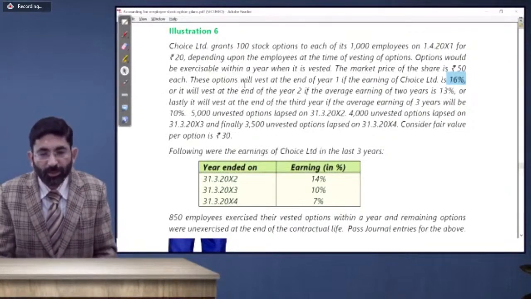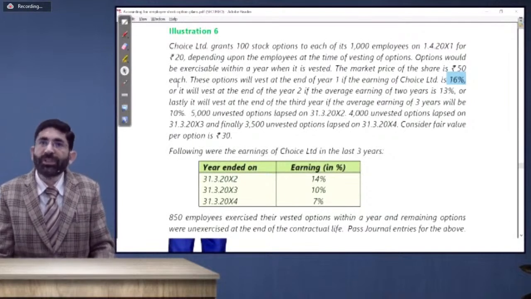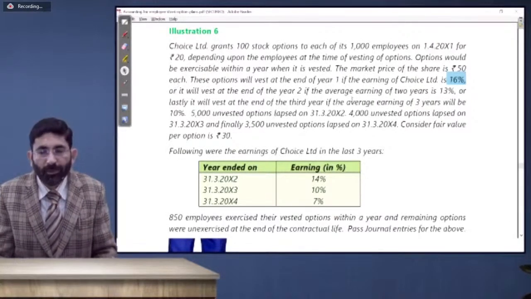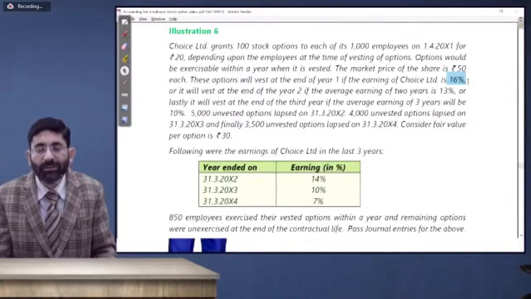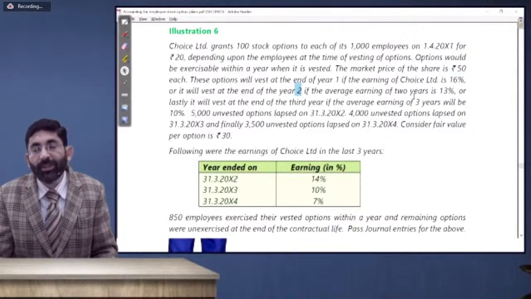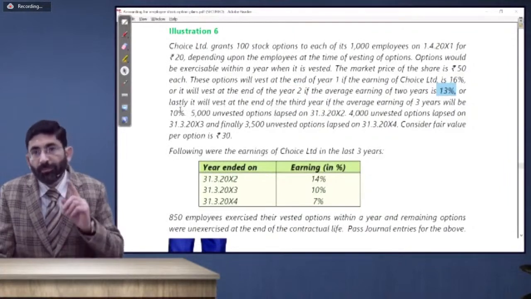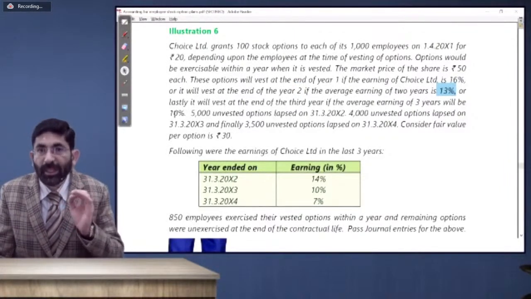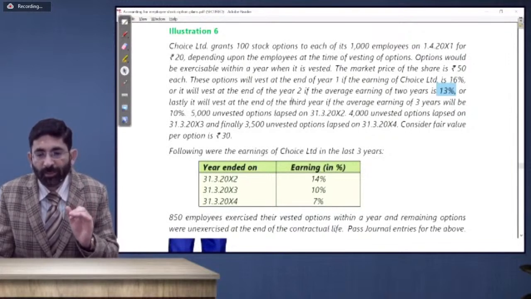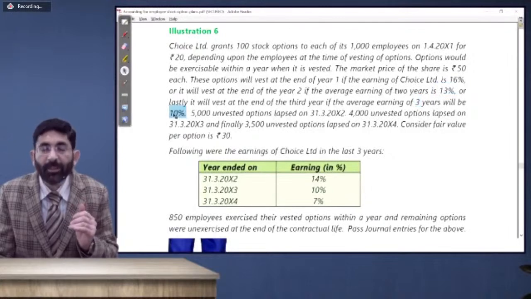So these options will vest at the end of year one. You will get this at the end of the first year only, if our percentage of profit earning is 16%. If no, then it will vest at the end of year two, if our average earning of first and second year is 13%. And if these two things do not happen, then at the end of third year, there is a chance we will give you this option, if our average earning will be 10%.